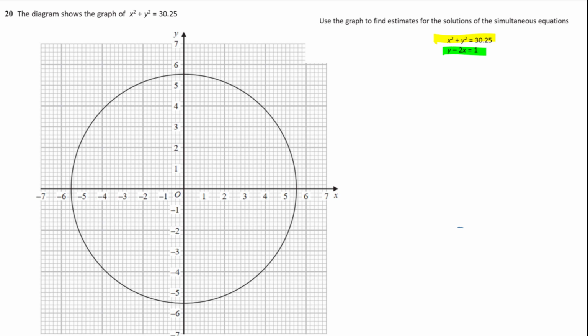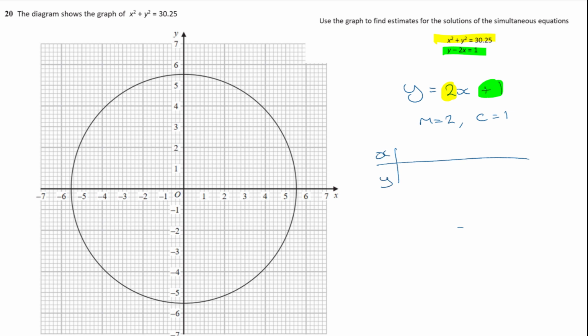Let's just rearrange it so it's in the form y equals mx plus c by adding 2x to both sides. I'm going to get y equals 2x plus 1. Okay, so that means that the gradient is 2 and the y-intercept is 1, isn't it? So m equals 2, c equals 1. Now again, I did say earlier, you can just find values of x and y.